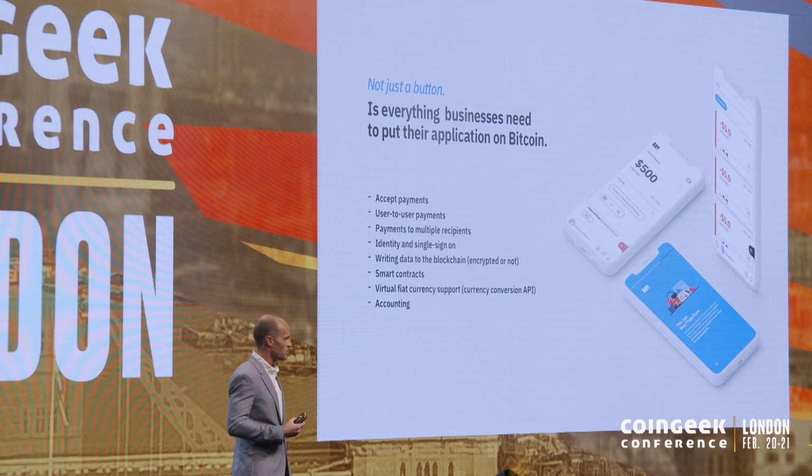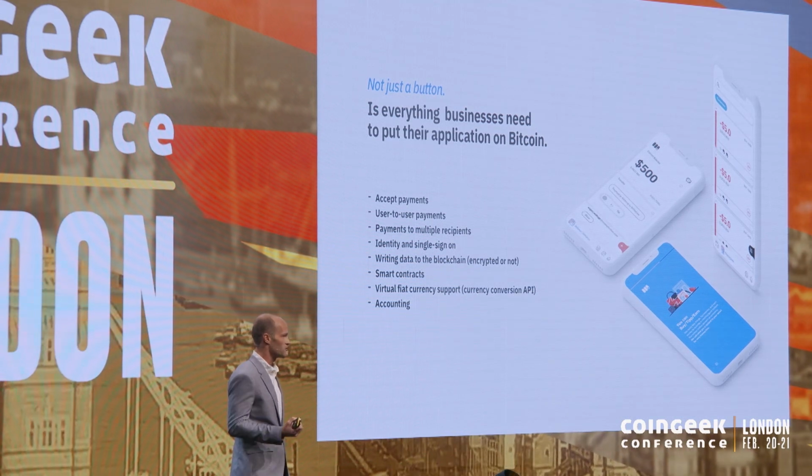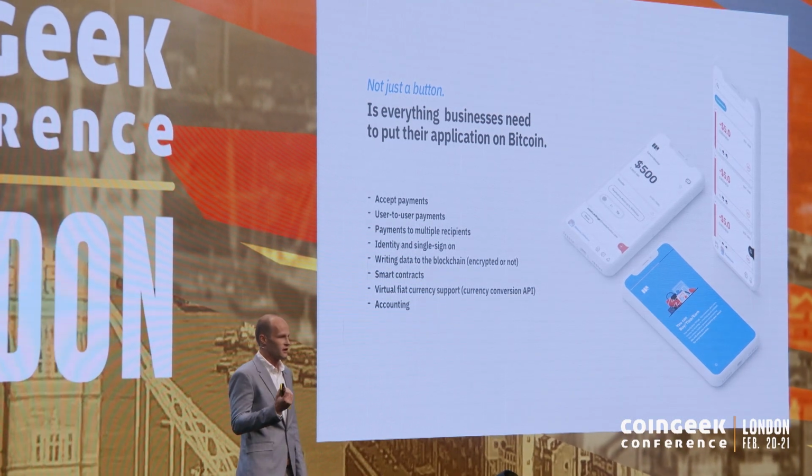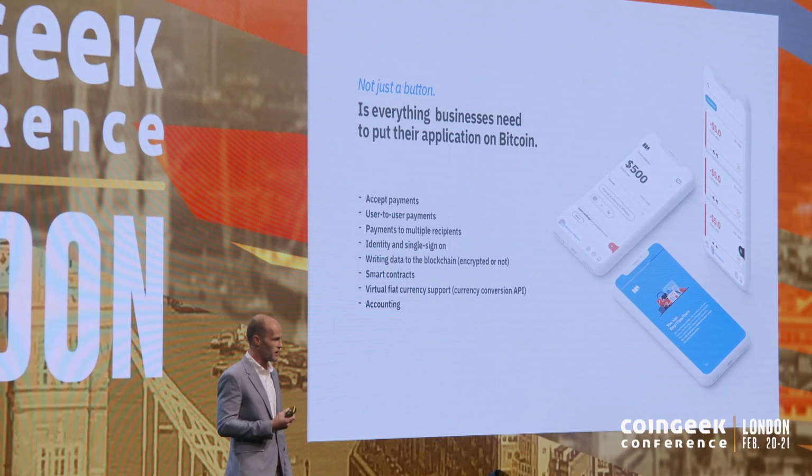So MoneyButton is not just a button. We provide access to many of the advanced features of Bitcoin. You can use MoneyButton to accept payments. You can do user-to-user payments inside of an application. You can do payments to multiple recipients. We have things like identity and single sign-on so that the user can sign into an application with their MoneyButton identity. We support writing data to the blockchain, including writing encrypted data. The data can be encrypted by the user and then decrypted only by that user.